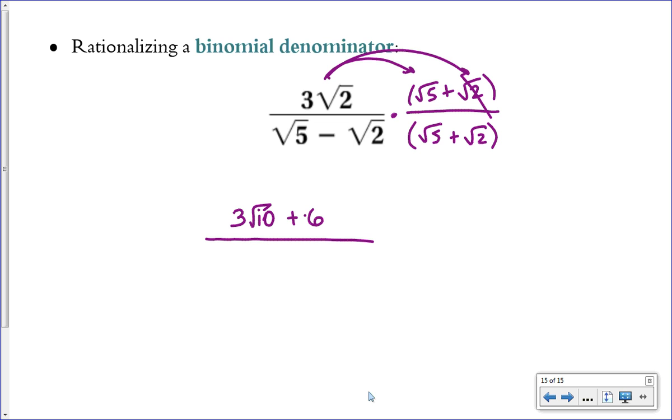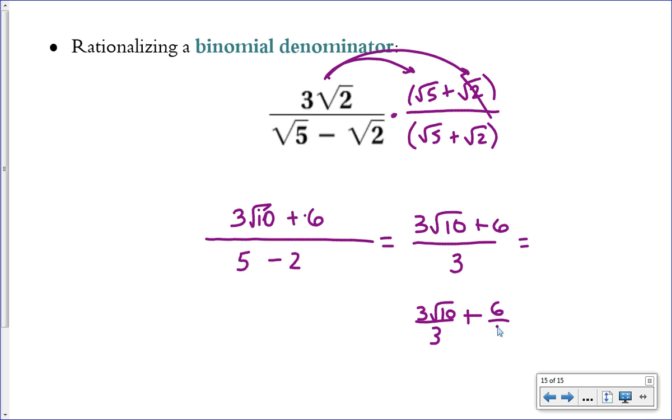The denominator is going to be a FOIL. So root 5 times root 5 is 5. The middle two terms will cancel out because they're conjugate pairs. And the last two terms are root 2 times root 2, so minus 2, which simplifies. We've done all the hard stuff now. It's just the simplifying to this, right? 5 minus 2 is just 3 on the denominator. And then when you have a fraction over a whole number, you can think about it as two separate fractions over that whole number and see if either piece or both pieces can be simplified, which they indeed can. 3 root 10 over 3 is just root 10, and 6 over 3 is just 2. And so that's what this ends up being after it's rationalized. And that is all.